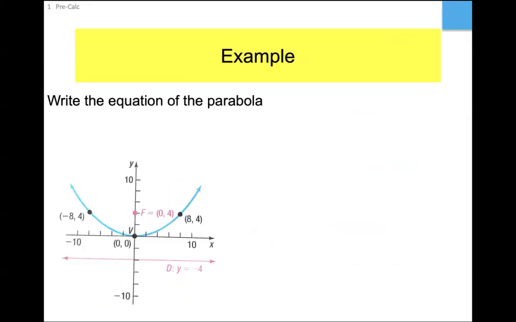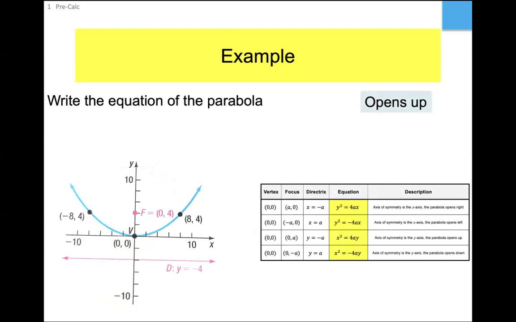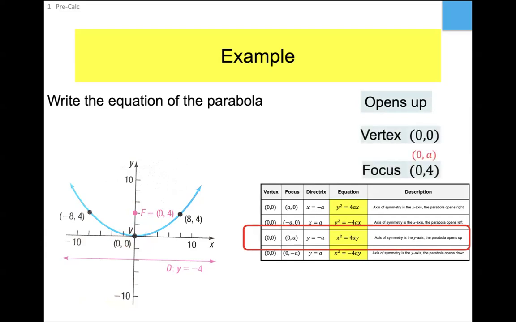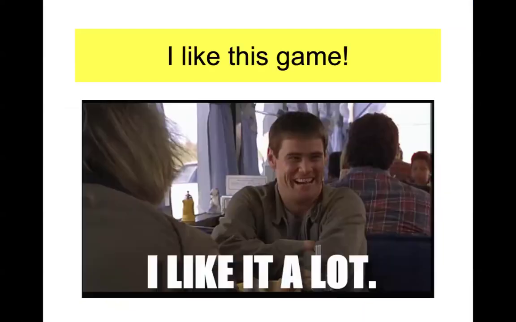All right, so here we go. So there's the graph. Notice I have the vertex, which is at (0, 0), and the focus is at (0, 4). This one opens up. We can tell that from the graph right there. So we go to our table, we find which one says opens up, and that would be this one. And the equation says x squared is equal to 4ay. The focus is equal to (0, a), which means that a is the value 4. So we take the equation, we let a be 4, do a little bit of simplifying there, and we get to our equation. So that one is not very challenging, right?